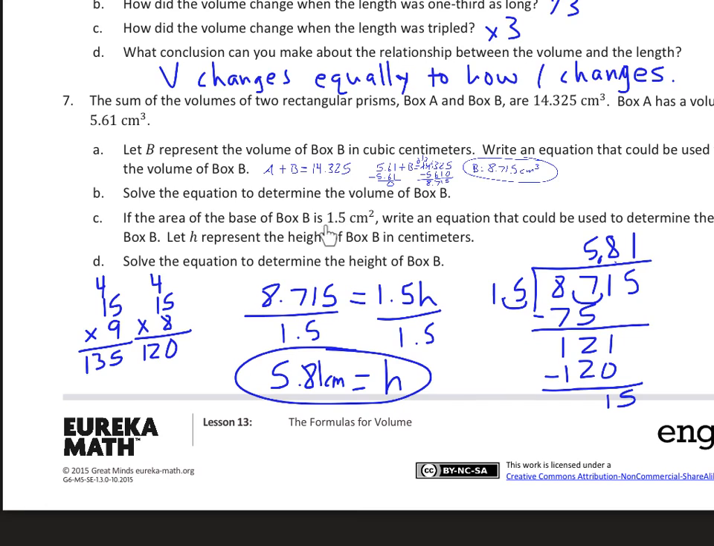Then, if we know that the base of that 8.715 volume is 1.5, which would be multiplied by the height, we can then divide it by the 1.5 to find what the height is, which gives us 5.81 centimeters, and this over here is just chicken scratch to get to this answer. So feel free to pause and take a closer look at that.